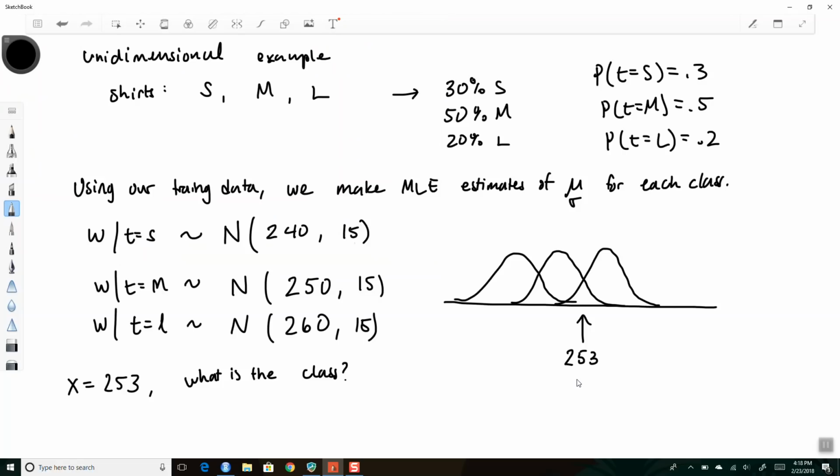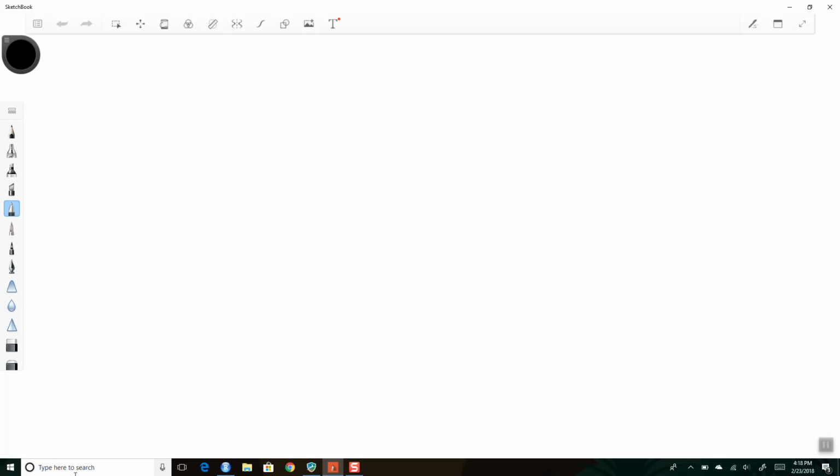But okay, so what we've got to do is say, well, how likely are we to get 253 if we came from this distribution, right? How likely is 253 from this distribution? So that would be, right, how likely is 253 to come from normal 240, 15, right?